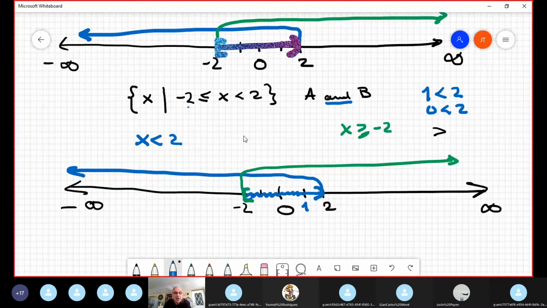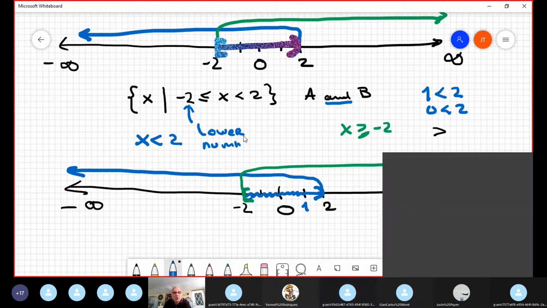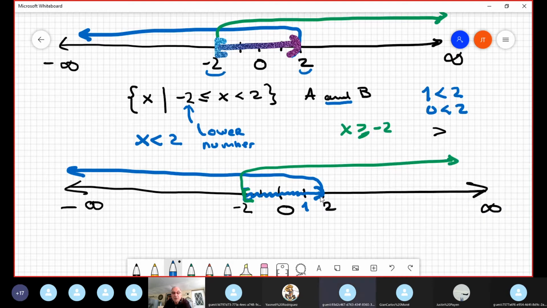Okay, let me try to give another clue. You always put here the lower bound, the lower number. We have two numbers, -2 and +2. This is the endpoint, right? The endpoint is in our interval, in our answer.